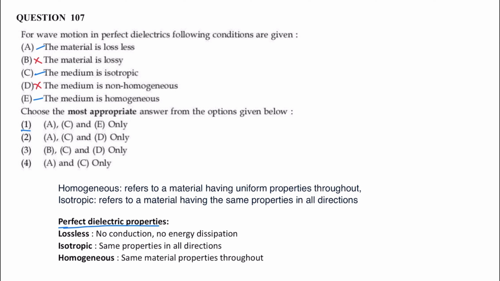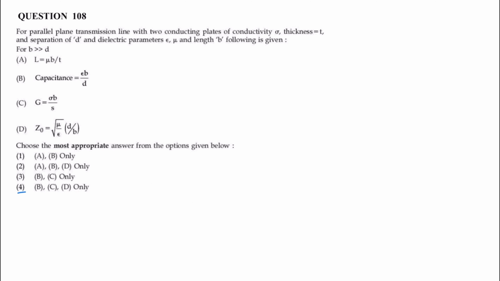Perfect dielectric properties are lossless, isotropic, homogeneous. Lossless means no conduction, no energy dissipation. Isotropic, same properties in all directions. Homogeneous, same material properties throughout. Uniform properties throughout. Therefore, correct answer is option 1.